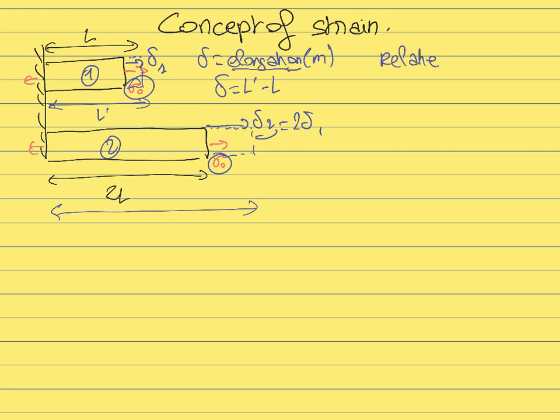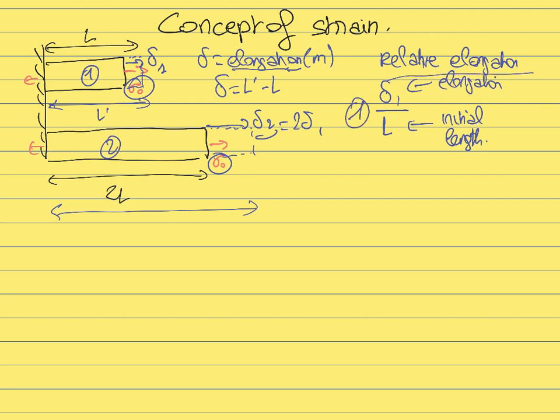So in this case, the way that we are going to define the deformation is by looking at the relative elongation. You look at delta 1, the elongation of beam number 1, and you divide it by its initial length. So this is the relative elongation, the elongation divided by the initial length. And now for beam number 2, it is the same: delta 2 divided by the initial length, which is 2L. Delta 2, we said, should be 2 times delta 1.